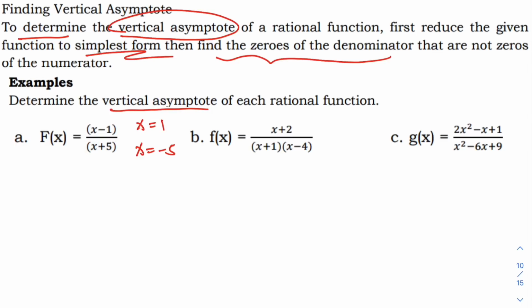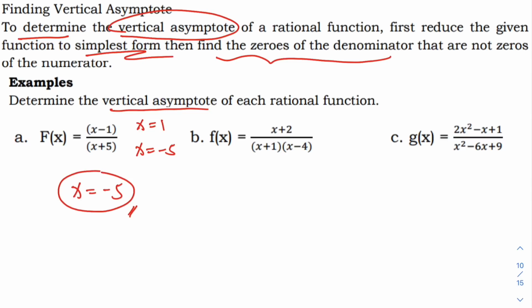Okay? So, therefore, since magkaiba yung 0 ng ating numerator and denominator, yung ating vertical asymptote is x equals negative 5. Okay? So, ito yung ating sagot dito sa letter A.